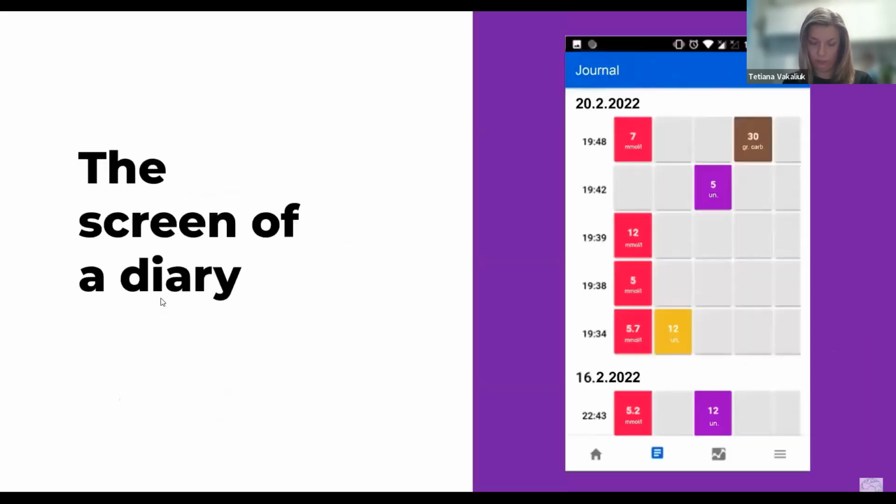On the main screen, there is a button to create a new diary entry. By clicking on it, a modal window with a form is opened. Navigation is carried out through 4 tabs: Home screen, Diary, Analytics, Settings. On the screen of a diary, all entries sorted and grouped by date and time are displayed as rows of cards with entered metrics.